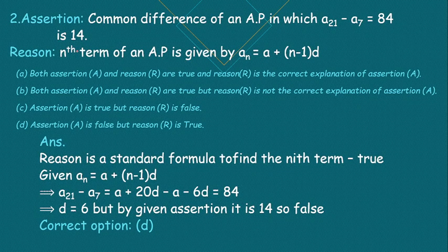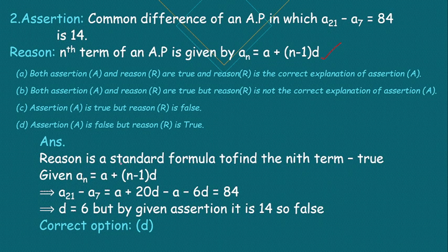Question 2. The common difference of an AP in which a21 minus a7 equals 84 is 14. So they have given you a difference. For this condition, the common difference is 14. This is what they are declaring. The reason is the nth term of an AP is given by a plus (n minus 1) into d. So this is the formula for finding the nth term. So the reason is true.